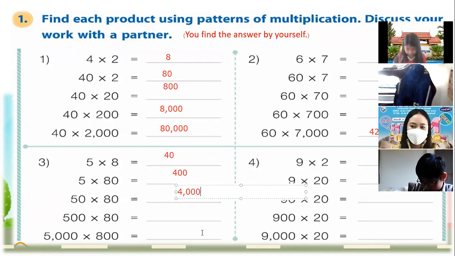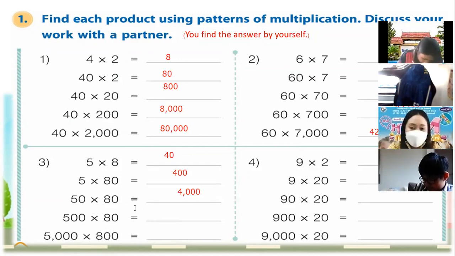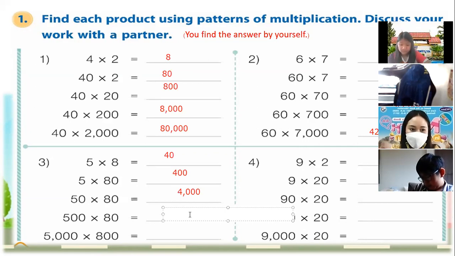4,000. Okay, now step 4. We have 5 hundreds multiplied by 8 tens. So, what will be the answer? 500 into 80. 40,000. Very good. That is the correct answer. 40,000. Okay, now last one.